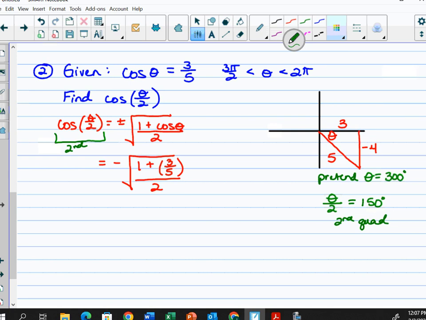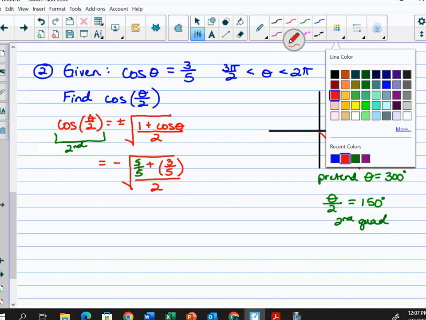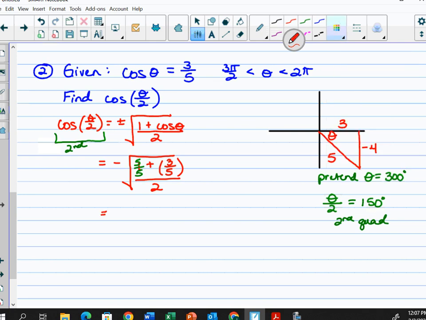I'm going to turn the 1 into 5 over 5. So my negative out front. 5 over 5 plus 3 over 5, that's 8 over 5. Instead of writing the divided by 2, what can I write? Times 1/2.